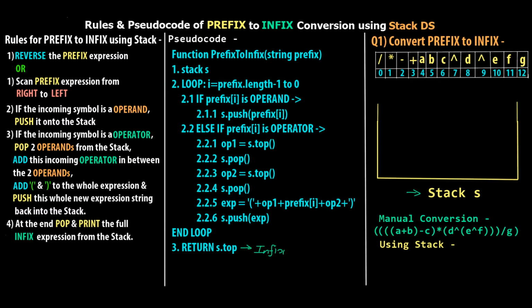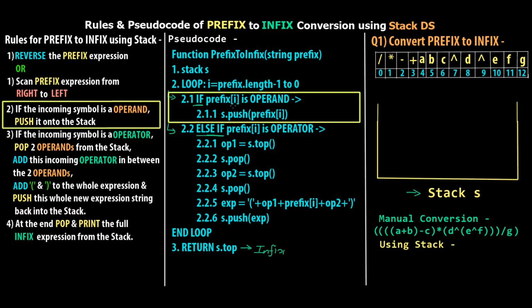Okay, so let's move inside this. We have 2.1 and 2.2. So in the loop we have one if and one else if, which means we have two subparts which can happen one at a time. And what are those subparts? It says if prefix of i, that is the symbol that we are scanning currently from right to left, is an operand, then you have to push it onto the stack. You can see s.push prefix of i.